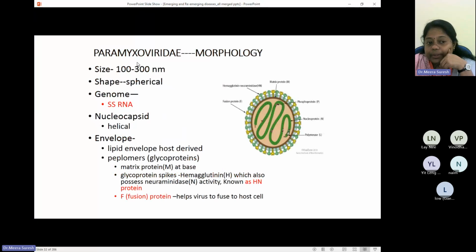So in the case of Paramyxoviridae, its genome is also single-stranded RNA. We have a nucleocapsid which is helical. Doesn't matter that much.